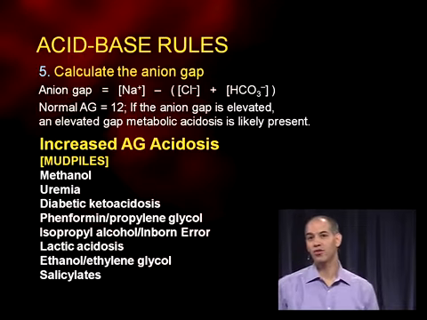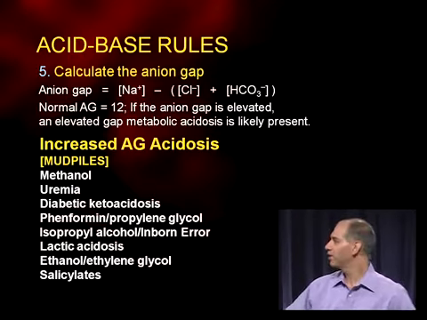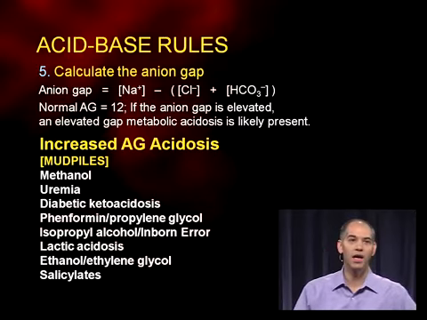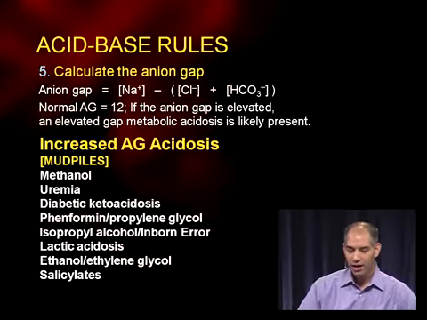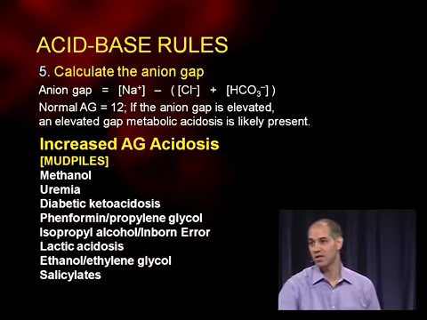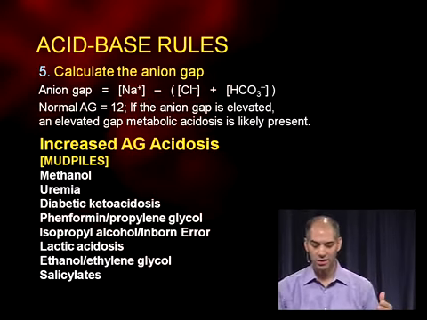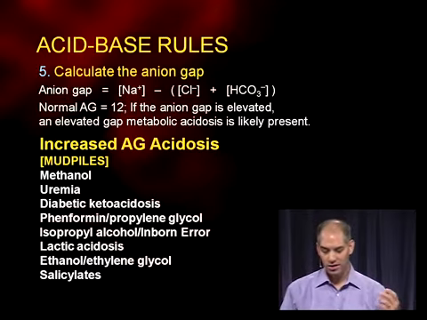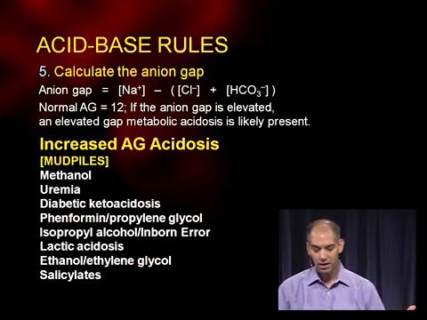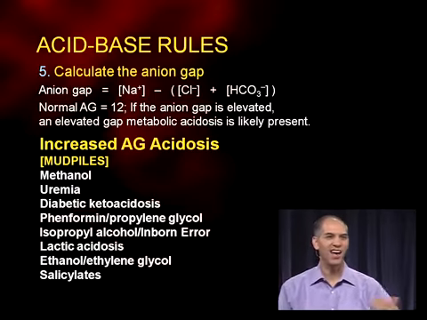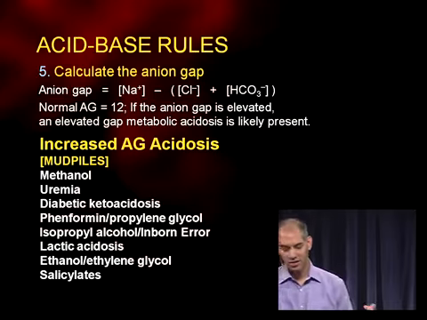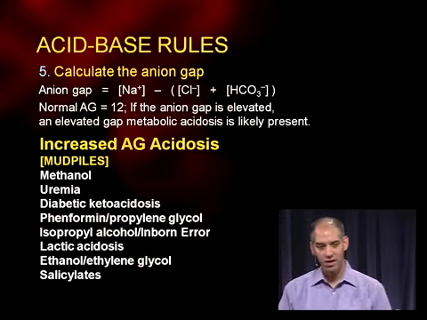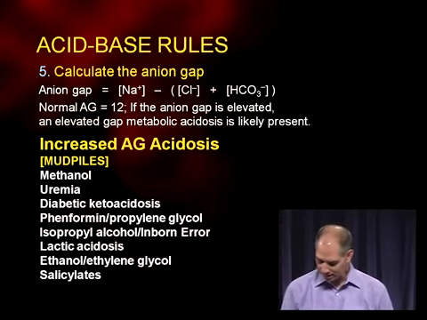If you have an increased gap acidosis, this is probably the most commonly remembered mnemonic in pediatric nephrology, the MUDPILES. Methanol, uremia can cause an increased gap metabolic acidosis. Diabetic ketoacidosis, propylene glycol, isopropyl, isoniazid, or inborn errors. The I has to share with a lot of diseases. Lactic acidosis, the E is for ethanol or ethylene glycol, and S for salicylates.